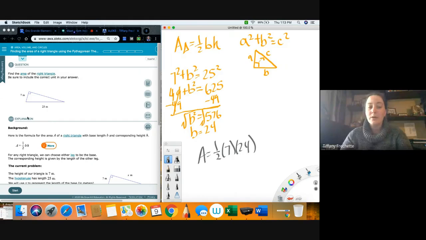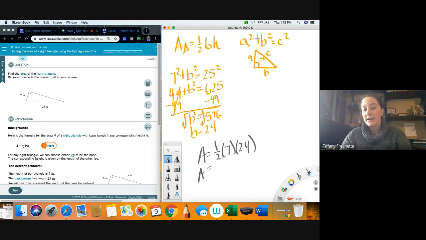So remember, the 25 doesn't actually go into the area formula. We need that for the Pythagorean theorem because we need to figure out this length. For the area formula, I need to know the lengths that connect this 90 degree. I need the base and the height. A height has to be at a 90-degree angle in order to be considered a height.